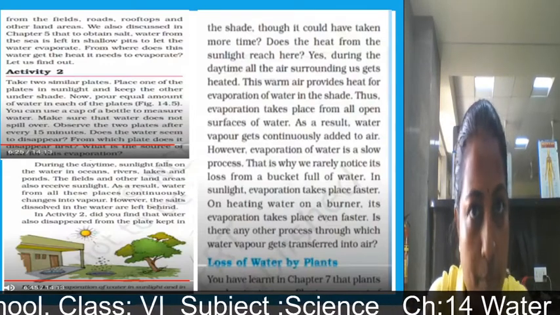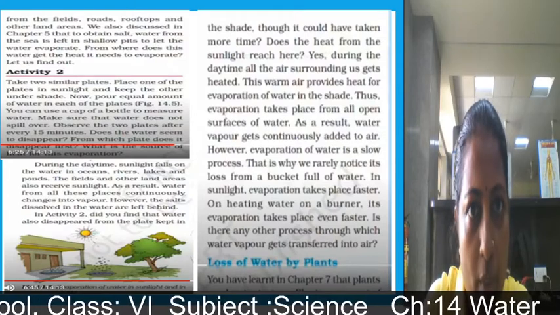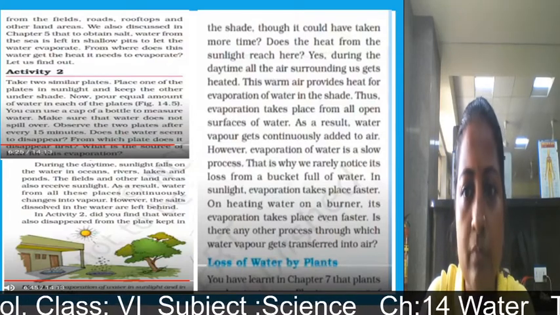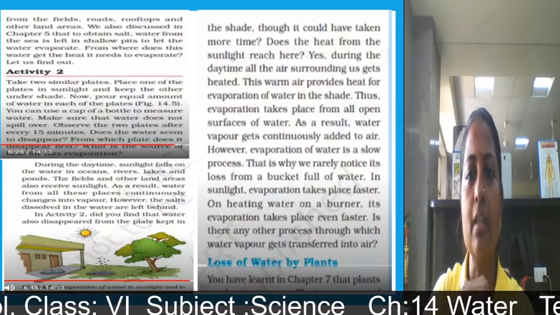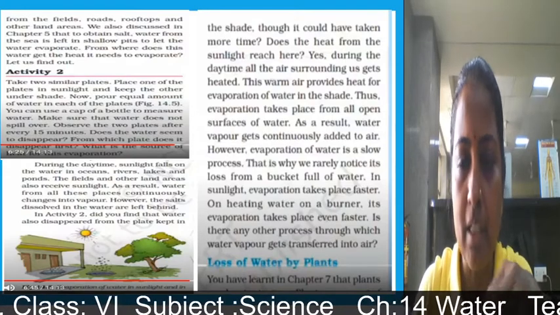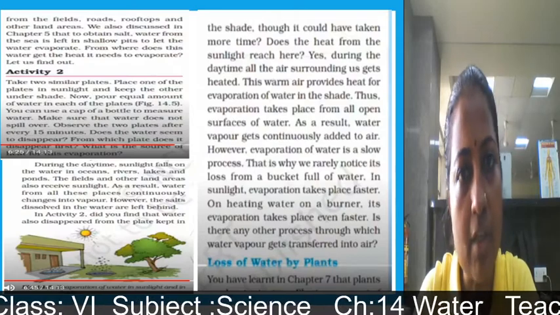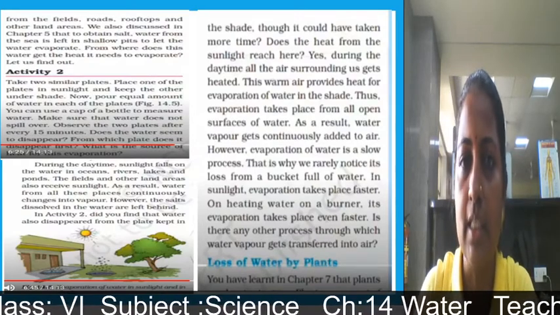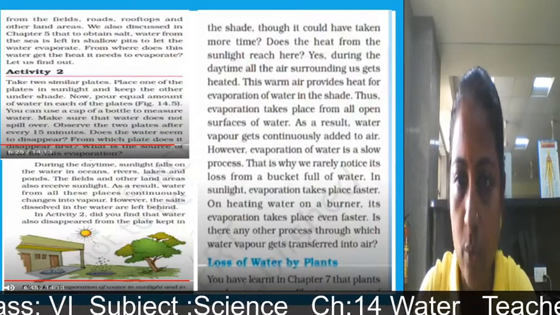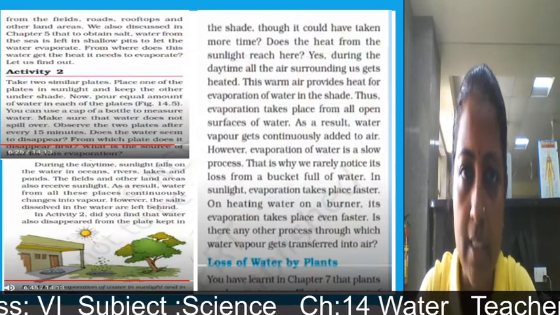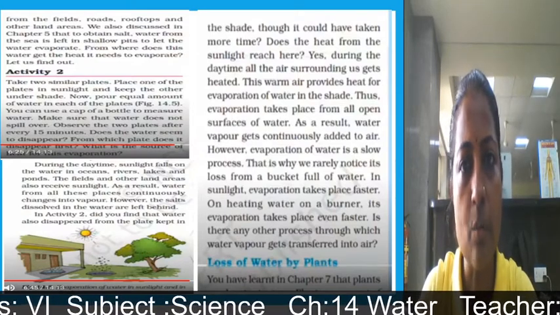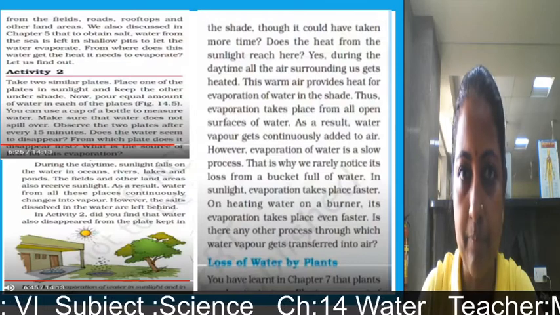So we have to observe that. Though it could have taken more time, the plate which is kept in the shade would also have taken more time. But does the heat from the sunlight reach here? Yes, the heat is transferring over there also, in the shade also. Yes, during the daytime all the air surrounding us gets heated.